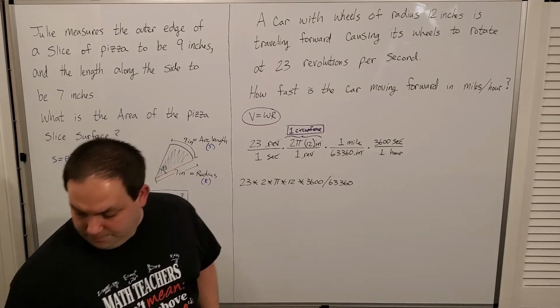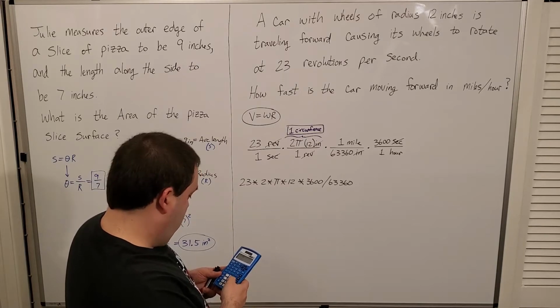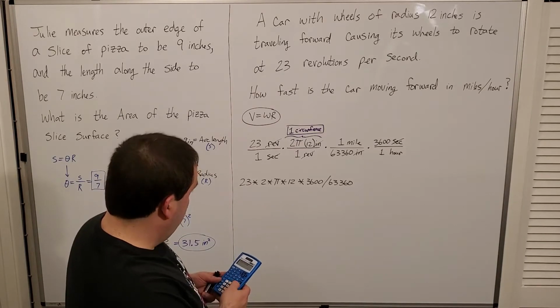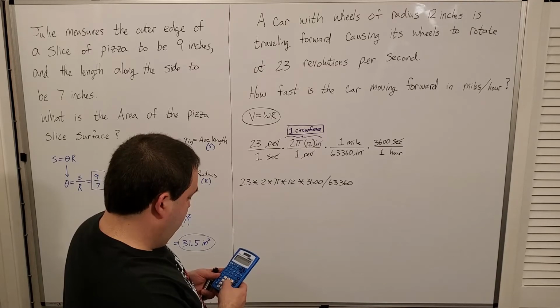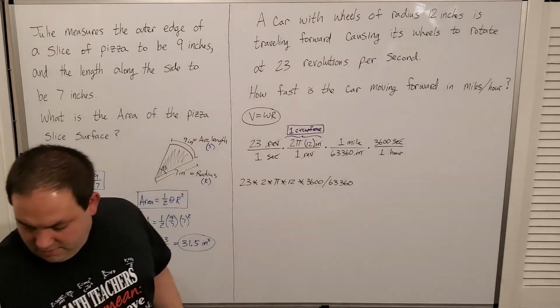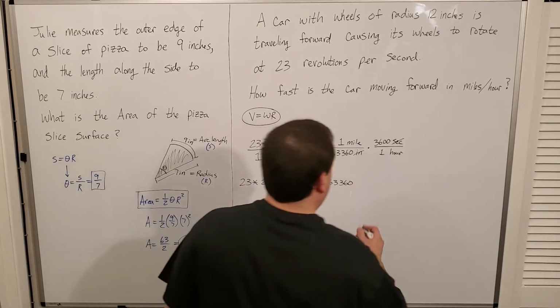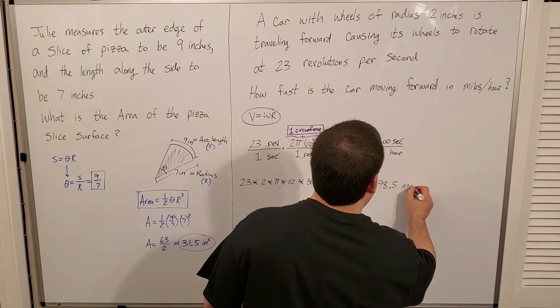That's what I'm going to type in. 23 times 3,600 divided by 63,360. 98.53. So around 98.5 miles per hour.